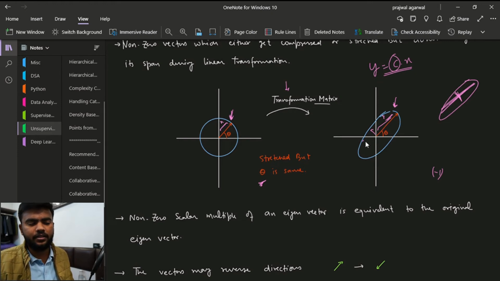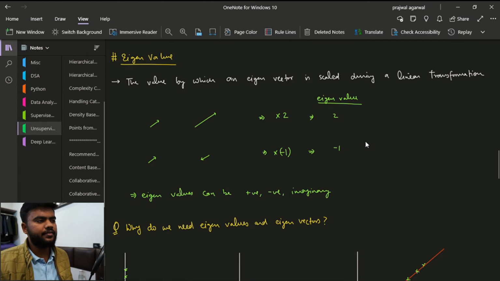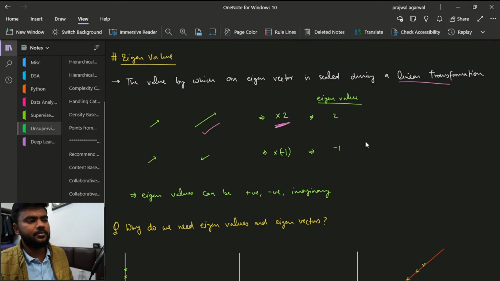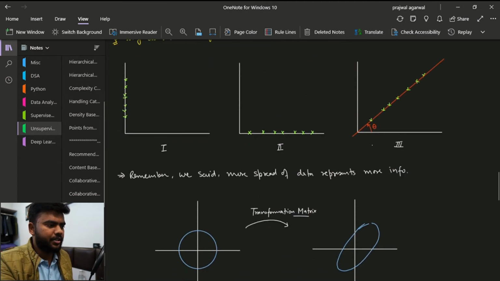Basically there is some multiplication with some factor, that is why it has been stretched, or even if we reverse the direction we will multiply it by the factor of -1, right? So the value that we multiply by is what we call the eigenvalue. So the eigenvalue is the value by which the eigenvector is scaled during linear transformation. So suppose earlier the size was this and then it got multiplied by 2, then it becomes a bigger size. And if it is multiplied by -1, then it is reversing the direction. So eigenvalues can be positive, negative, or imaginary. It can be anything. Okay, it can even be iota.